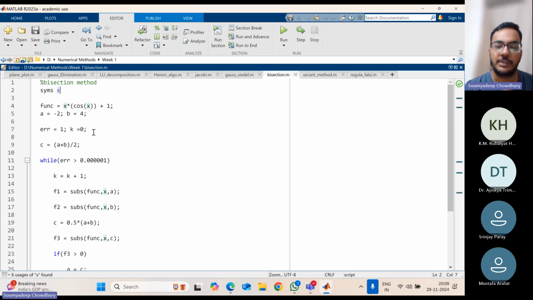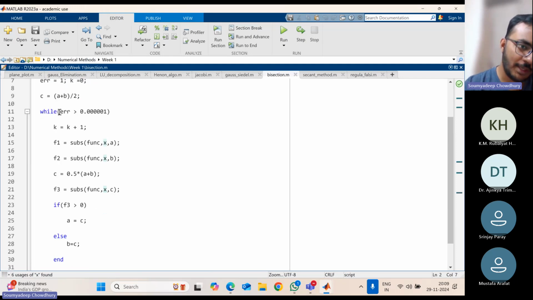Then k equals 0, that is to track the number of iterations. c equals a plus b by 2, the first step. Now we are giving the while loop. Till the error is greater than the tolerance value, we increase the iteration count first. Then f1 is the value of the subs command, which is used for substituting a value in a function. We tell subs func, in the function substitute a in place of x. So this is basically f of a, and f2 is basically f of b.